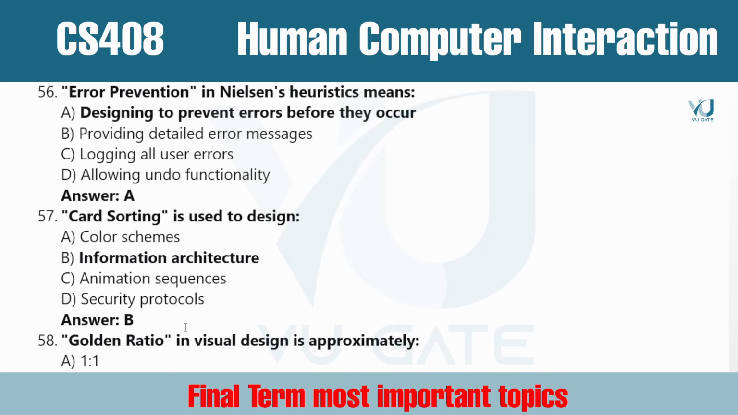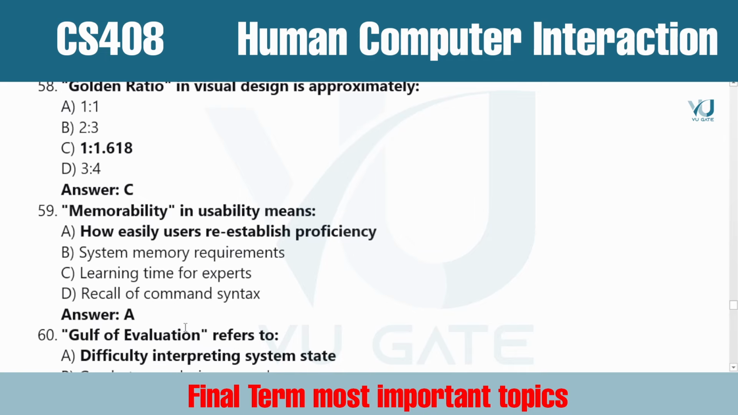Question 58. Golden ratio in visual design is approximately? The correct answer is option C, 1:1.618. Question 59. Memorability in usability means? The correct answer is option A, how easily users re-establish proficiency.